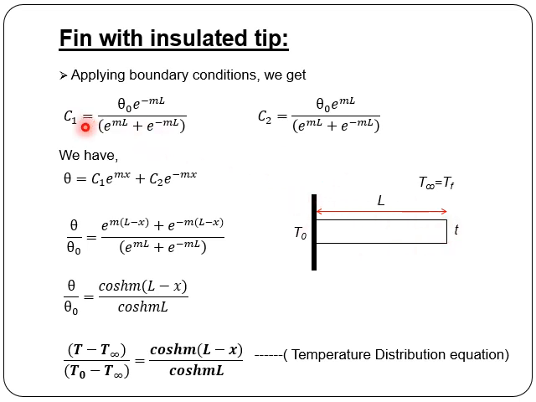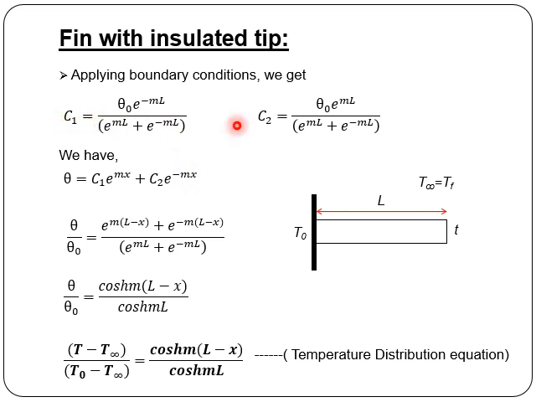So if I use these boundary conditions, then I get the values of C1 and C2, which are C1 equal to θ0 e^(-ml) divided by (e^(ml) + e^(-ml)), and C2 is obtained as θ0 e^(ml) divided by (e^(ml) + e^(-ml)). So once these values are obtained by using simple mathematics and simplification, we have our expression for θ as C1 e^(mx) + C2 e^(-mx).